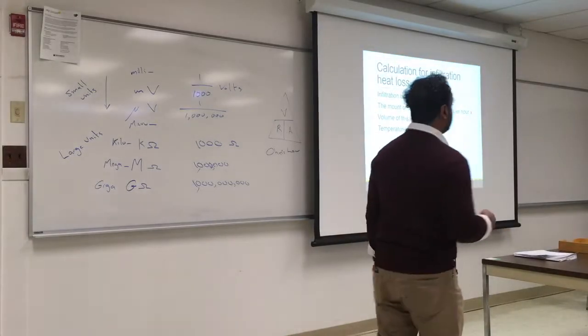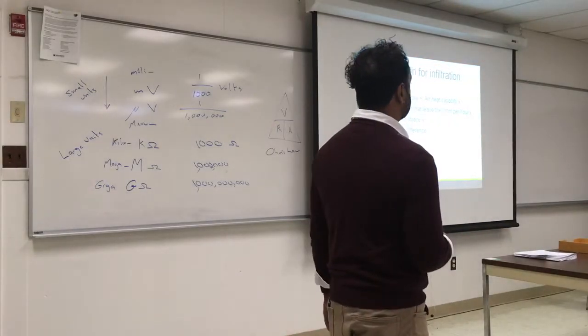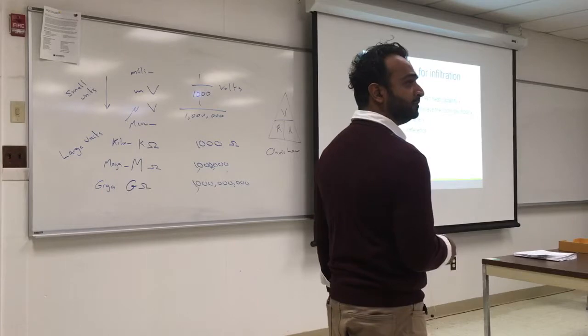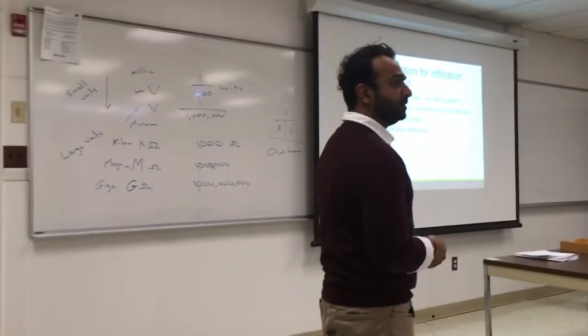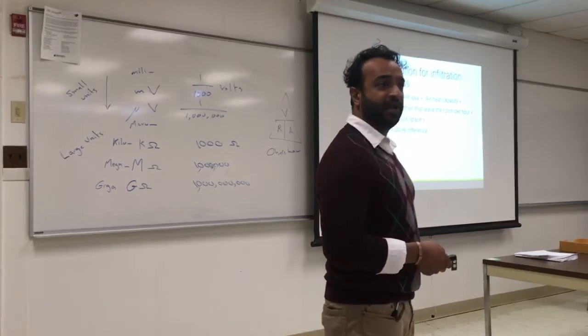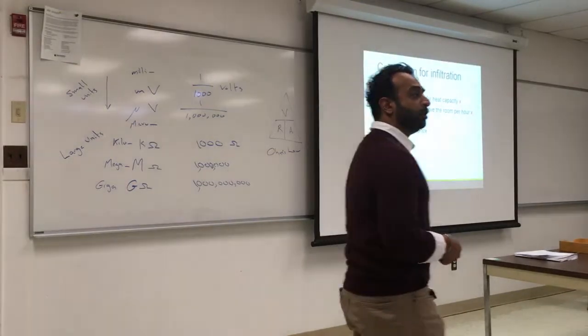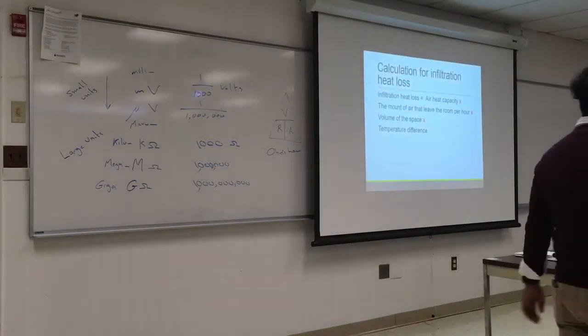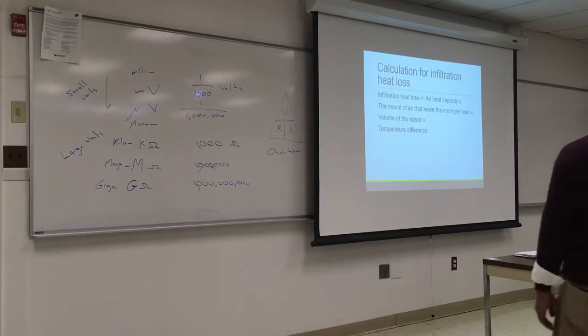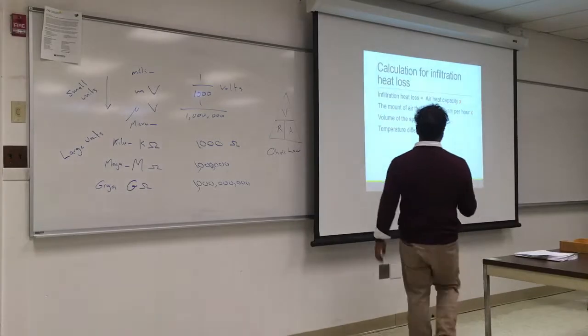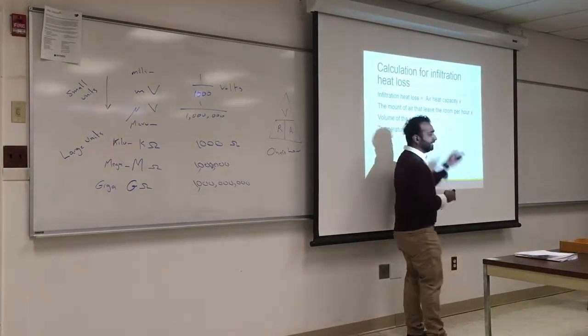give meaning to symbols. Infiltration heat loss is air heat capacity. Makes sense? How much the air can hold of heat. Water also has heat capacity. We'll talk about that when we do hydronic systems. It's going to be water. Question. What do the X's represent? Multiplication. Okay. So air heat capacity multiplied by the amount of air that leaves the room per hour.